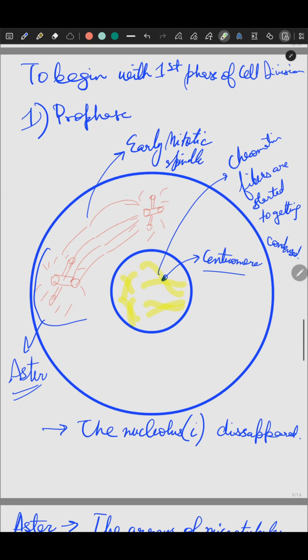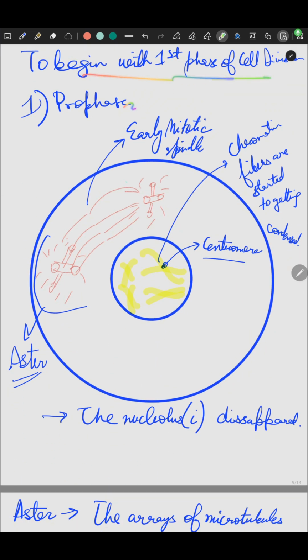After that, what happened in the prophase, the first phase of cell division? In the prophase, the chromatin fibers start to become more coiled and more condensed, and you can see the nucleolus disappeared. What happened here in the centrosomes? They form a radial array.